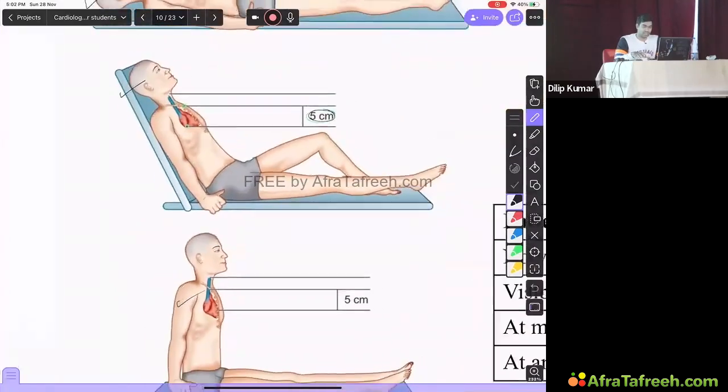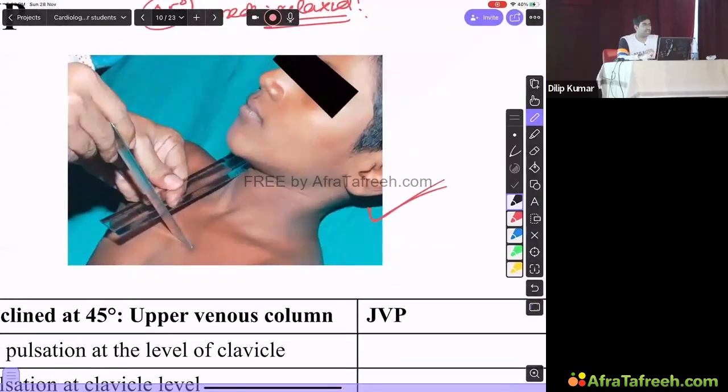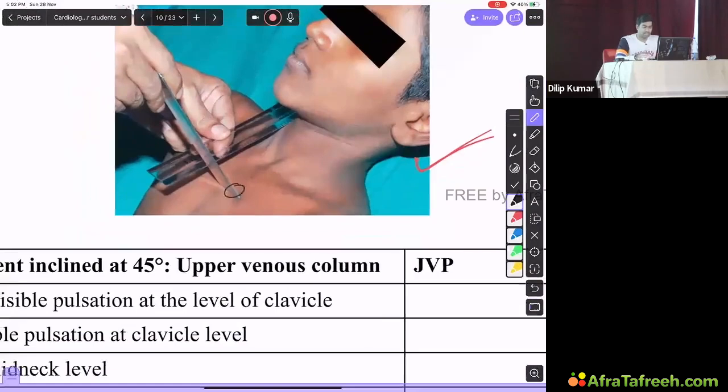Once you know about the external reference point, now this is how you measure the JVP. This is called the two-scale technique. You keep one scale perpendicular to the sternal angle. It should be exactly perpendicular, because it's a common mistake that when the patient is in a semi-reclined position, you keep the scale straight. Suppose the patient is like this, you tend to keep the scale like this. No, it should be like this. It should be perpendicular to the sternal angle or perpendicular to the sternum itself. So you should not keep it straight. That's a very small thing, but very important.